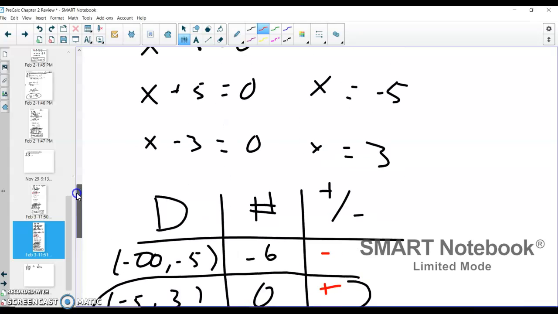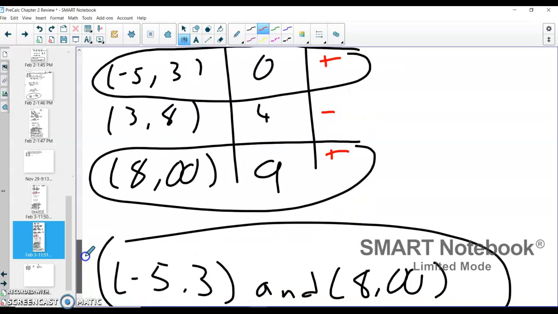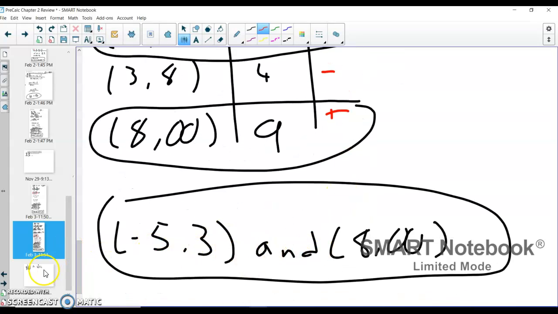A little more involved because we had more x points. We had a 0 at x equals 8, and we had 2 undefined points at x equals negative 5 and x equals 3. So it created more test intervals and more work to do, but still just getting 2 answers as my result.